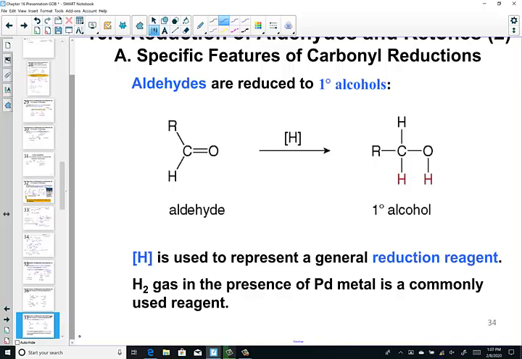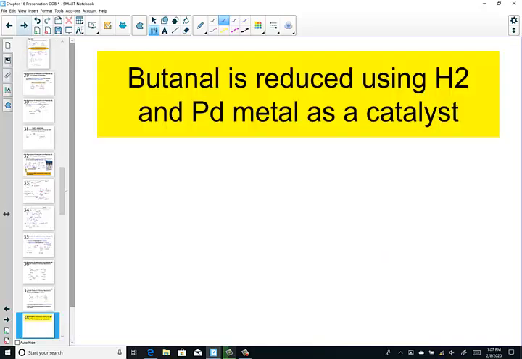Here is the general pattern of a carbonyl converting into an alcohol: aldehydes into primary alcohols, and ketones into secondary alcohols. Let's track this. Let's put on our page butanal being reduced by hydrogen and palladium metal. So I have a 4-carbon chain. At carbon 1 is an aldehyde.